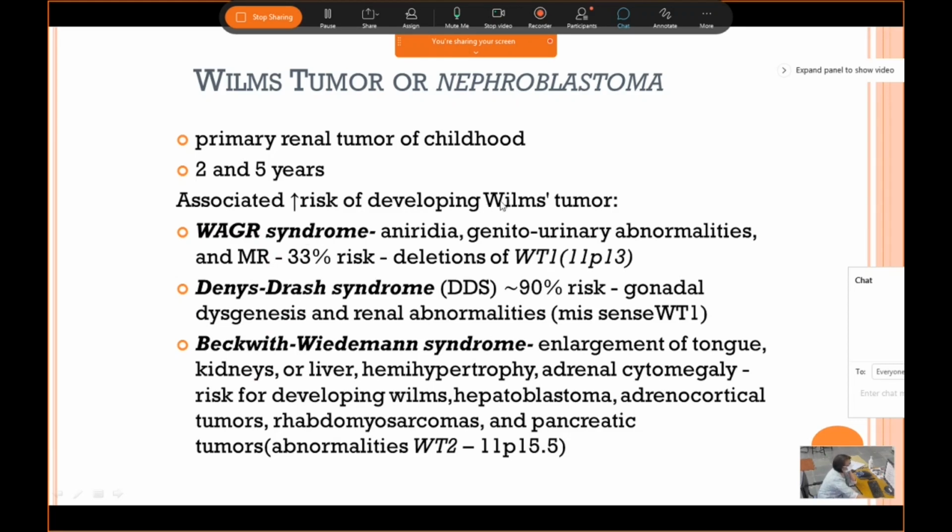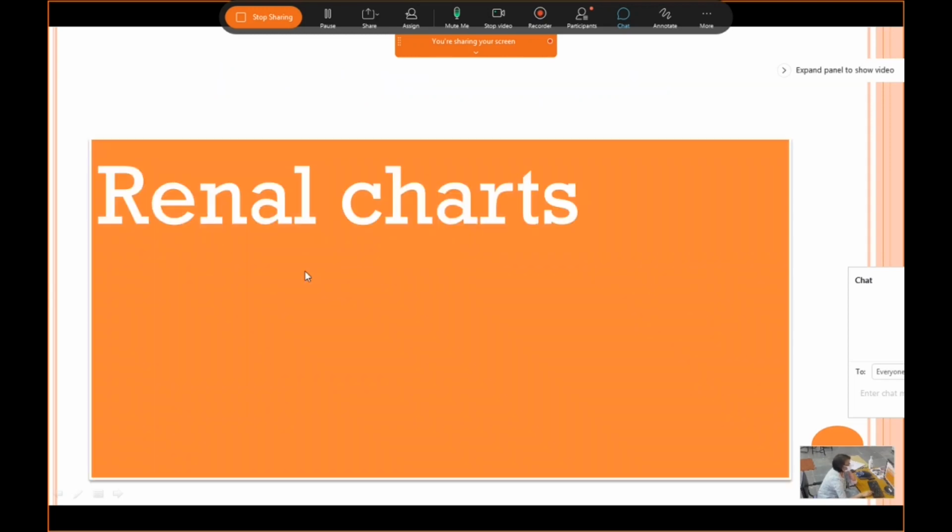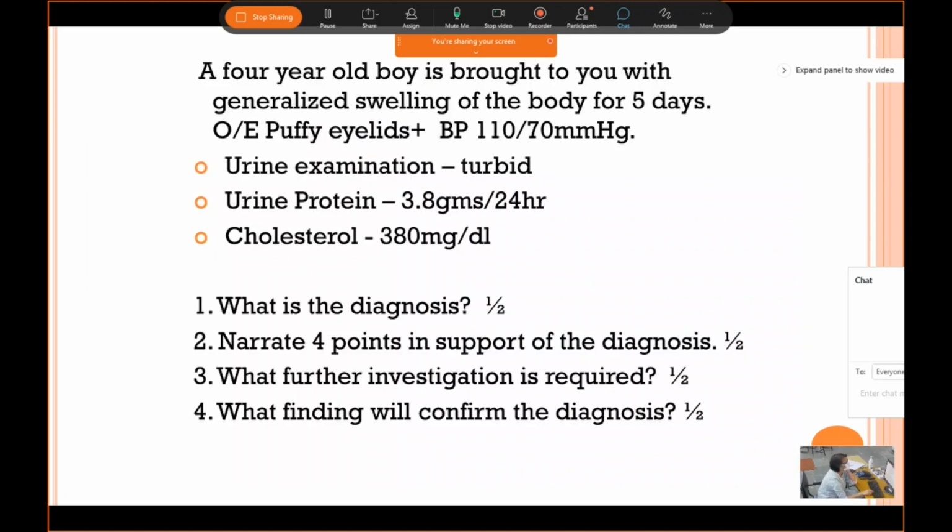Associated increased risk in developing Wilms tumor: WAGR syndrome, Denys-Drash syndrome, Beckwith-Wiedemann syndrome. At least if you know this slide, it's more than enough. Now, these are the things which we keep in your practical exams, the renal charts. So in your practical exams, we give very simple history.